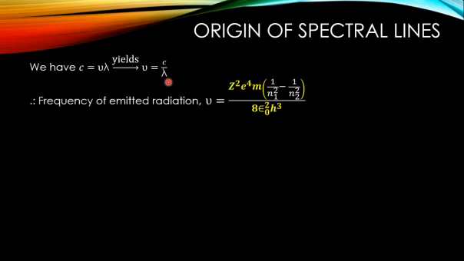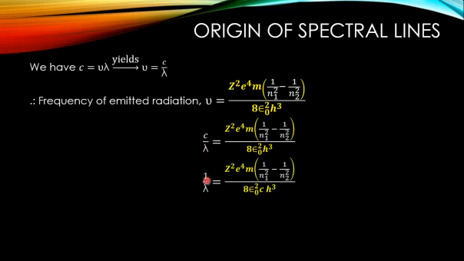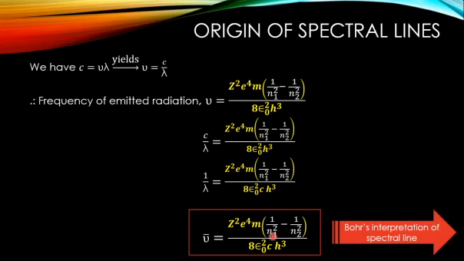We also know that the velocity of light in vacuum c is related to the frequency by the equation c equals nu into lambda, where nu equals c by lambda. Substituting these, we get nu equal to Z square e raised to 4 m, into 1 by n1 square minus 1 by n2 square, divided by 8 epsilon 0 square h cube, which can be equated to c by lambda. From this you can write 1 by lambda by taking c to the denominator, and 1 by lambda is denoted as the wave number nu bar. So finally we have an expression which gives the frequency of emitted radiation if an electron transits from the n2 orbit to the n1 orbit. This was the interpretation given by Bohr based on his atomic model.